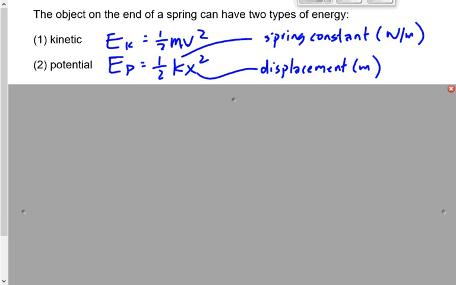Yep? Given how similar the variables are in the equation for potential energy and for restoring force, is there any way to directly relate those two? Yes. The question is, given how similar the equation for force is, F is equal to negative kx, and Ep is equal to 1/2 kx squared, is there any way to relate those two together? The answer is yes. You don't have to know this, but I'll answer the question, okay?